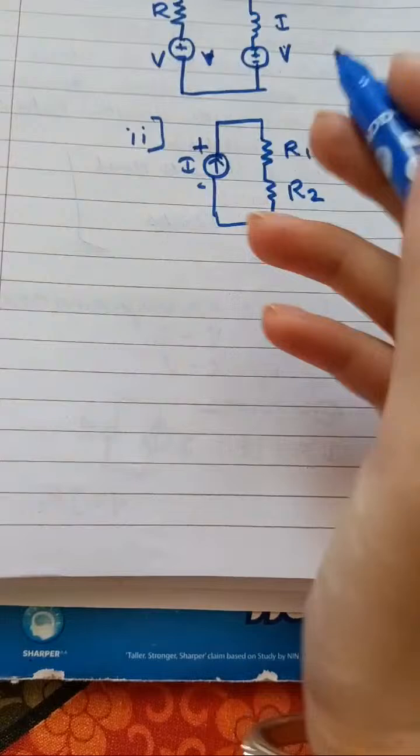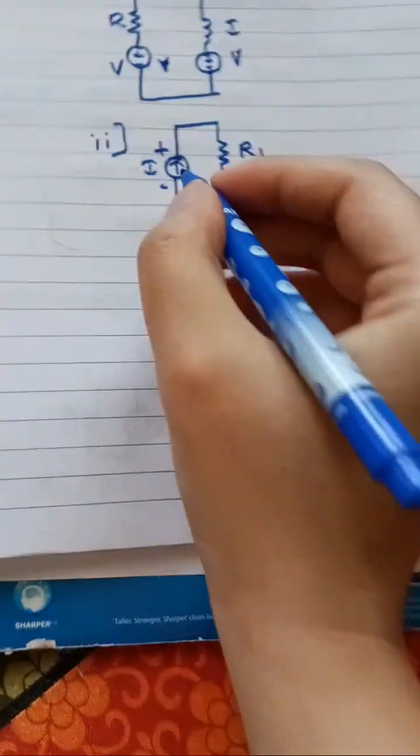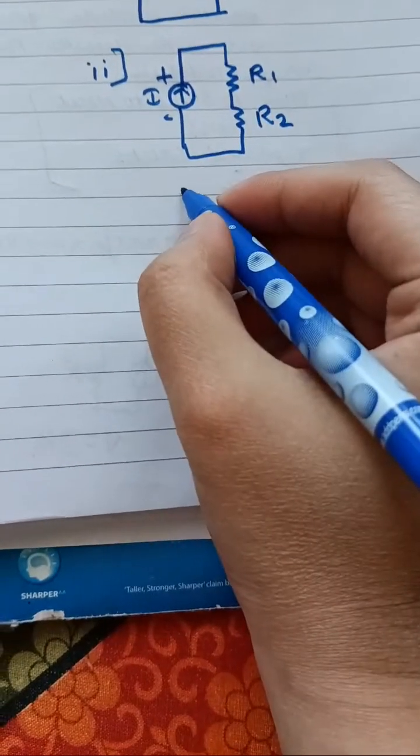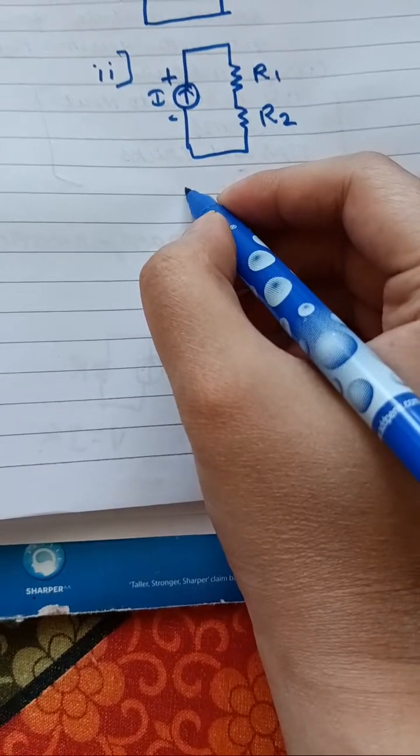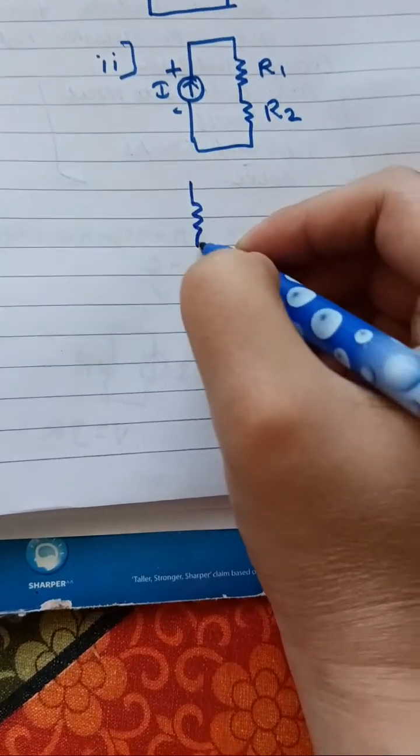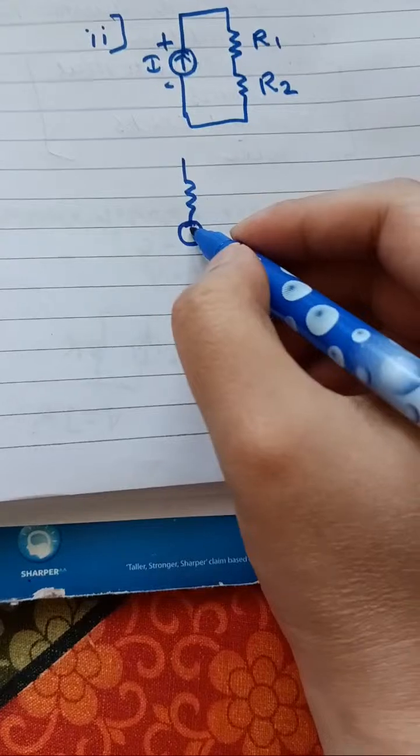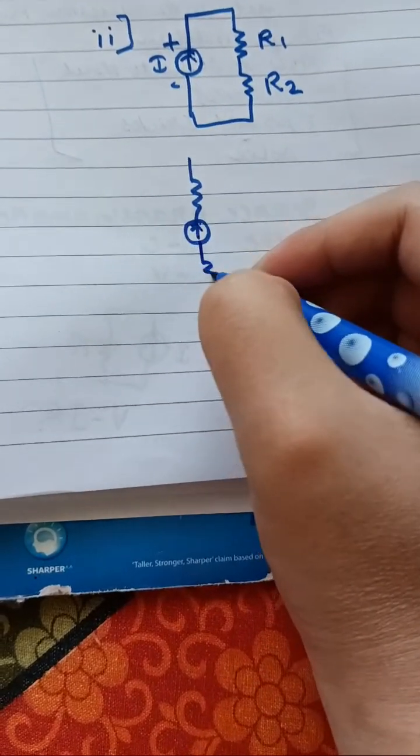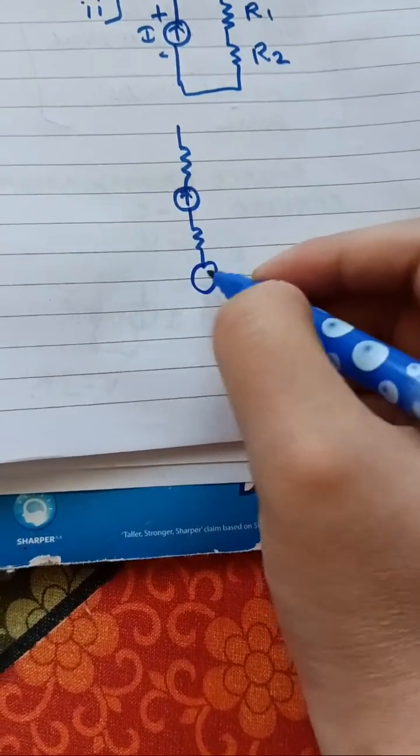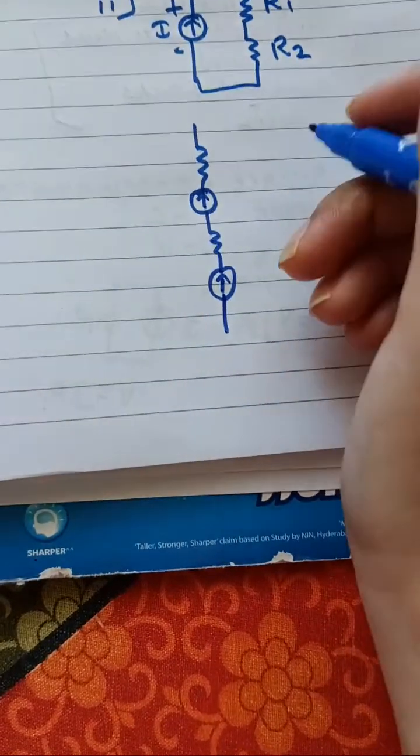So if that is the case, you will get the resultant as R1 and the current I, and R2 and the current I, right? I hope you are getting my point, right?